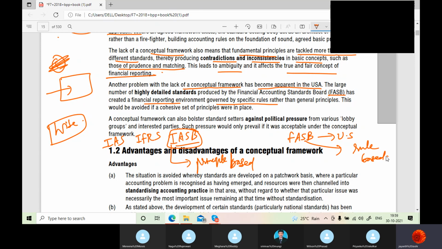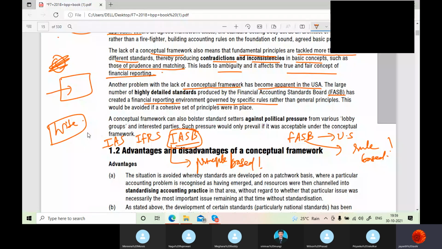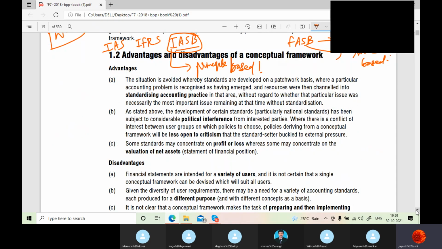Can you give me some example of principle based and rule based system? If I'm not wrong, I have discussed this in the past. Can anyone come out with an example of principle based and rule based system? I'm asking all of you, can anyone give me an example of principle-based system and rule-based system? If yes, please say yes. If no, tell me. I will explain. This is terrible. Please open your mouths. Please tell, sir. That's it. Nothing to think. I will explain.